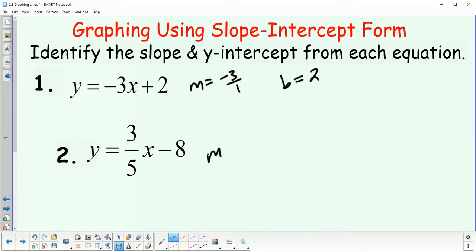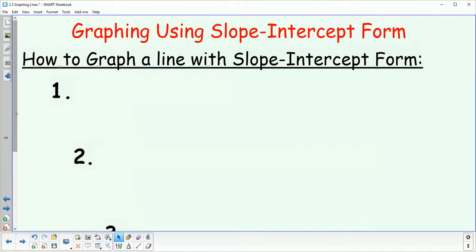Okay, and the next one, we already have it as a fraction, so we see we are up 3, right 5. We can always do the opposite too. Down 3, left 5. So we have to switch both of those. And your y-intercept is -8. Okay, so none of that has been new for us. This too will be a review.